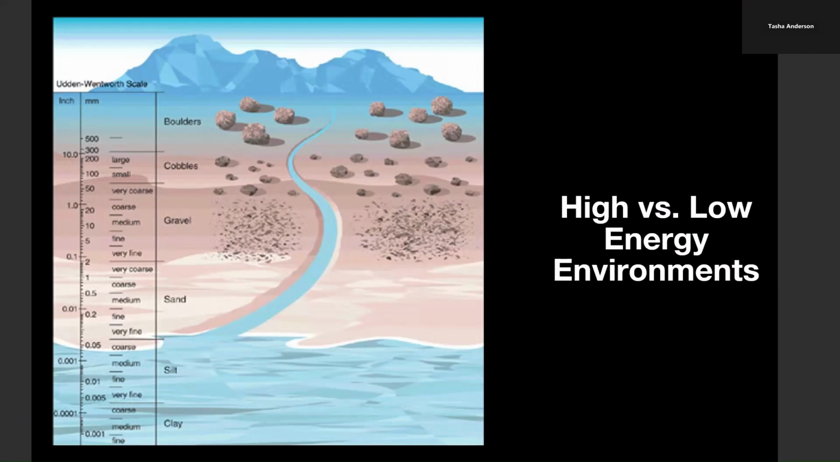Here is another visual example of how different sediment sizes settle in high versus low energy environments. Near the top, just below the mountains, you can find large, angular boulders. Moving something that big and angular requires a lot of energy. Further downstream, you see smaller cobbles that can be carried by a fast-moving river. Then gravel that moves in a slower current, and finally sand that can be transported by the slowest parts of a river or stream. The finest sediments, like silt and clay, only settle in very low energy environments.